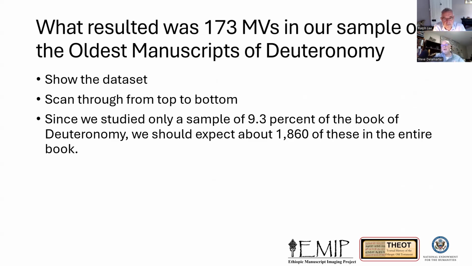The ETH1 period is loaded with minority variants. If you ran this for the entire book of Deuteronomy, even this 173, which we hope is enough to be representative of this. So here's the population, 1,860. Here's our sample, 173. And our hope is that this will be a large enough sample to enable us to see this phenomenon more clearly.